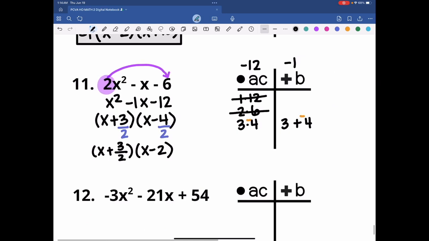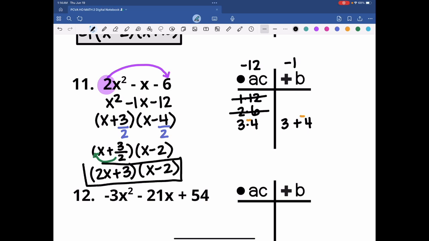All right, so last step would be anything left in the denominator, we're going to move that up in front. So this is going to be 2x plus 3 and x minus 2. And again, if you want to check this and prove to yourself, you could always multiply this back out, and it will, in fact, give you the same original trinomial that we started with. Okay? All right, so number 12.